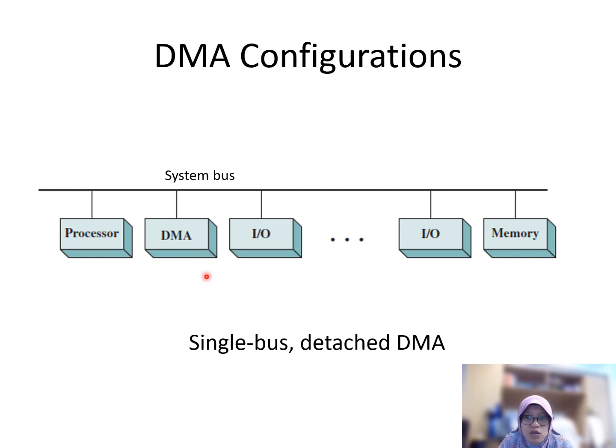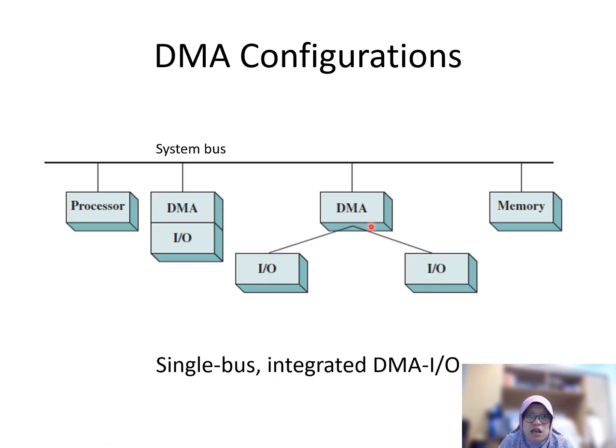It will use program I/O to exchange data between the memory and the I/O module through the DMA module. So this configuration may be inexpensive, but it is inefficient, because when the program I/O controls the transfer, each transfer of a word will consume two bus cycles.